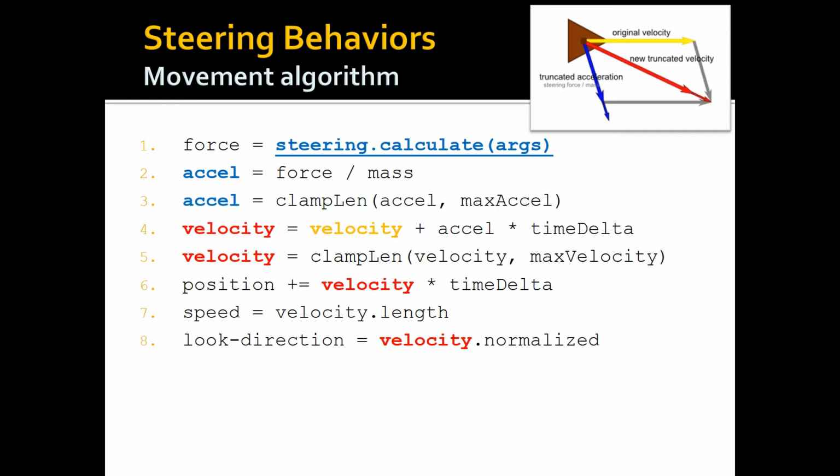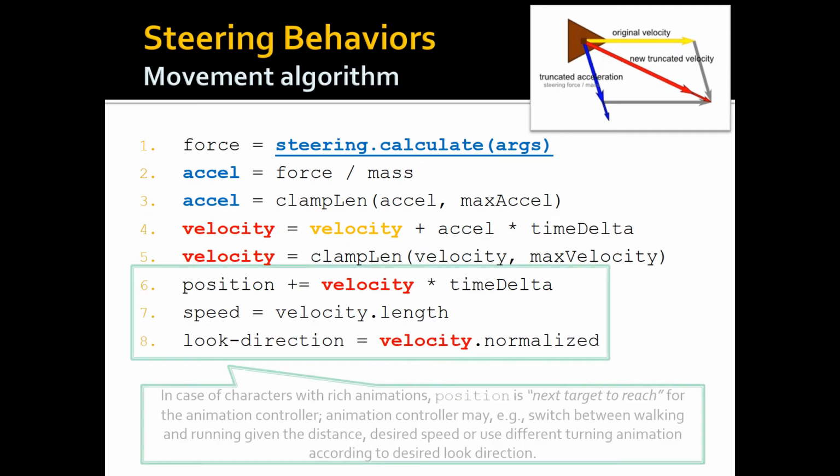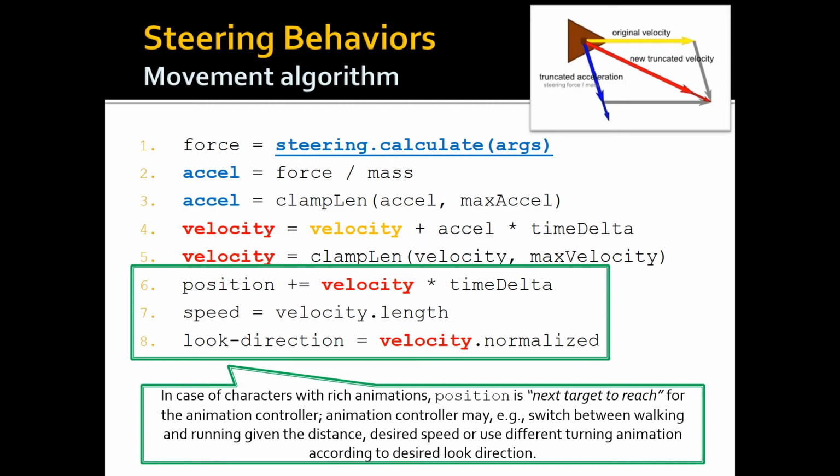Clamp it again not to get extreme numbers, and so we can compute the new position for the agent as well as obtaining the current speed and orientation. Now the last three steps might not be written into the simulation or applied to the agent. As agents may have complex animation controllers, those values might become inputs for it. The computed position thus becomes the next target to reach for the animation controller. And the controller may, for instance, switch between walking and running given the distance and desired speed, or choose different turning animations according to the desired look direction.